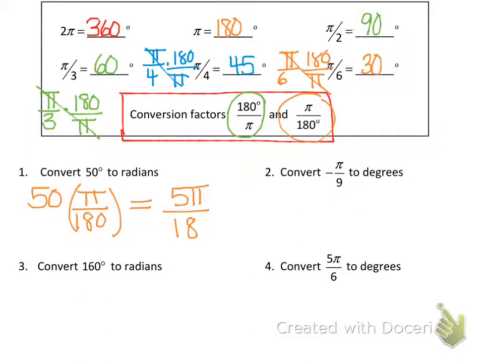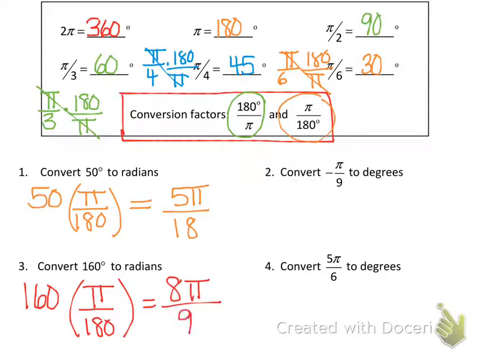So I'm actually going to go do number 3, since that's also in degree. I'm going to have 160 times pi over 180. The fraction of 160 divided by 180 is 8 over 9. Add in the pi, pi over 9, so 8 pi over 9.